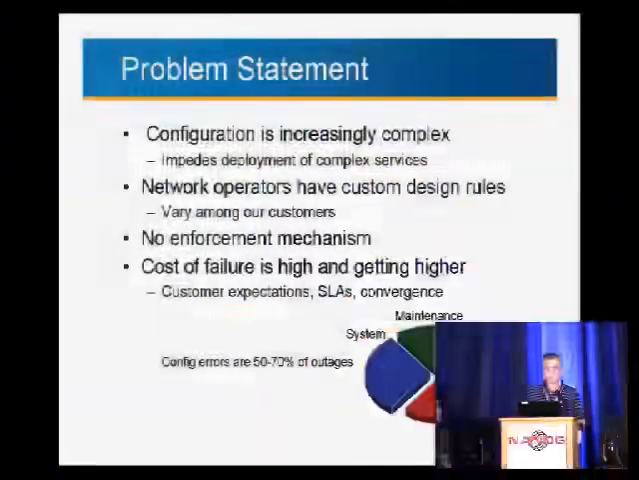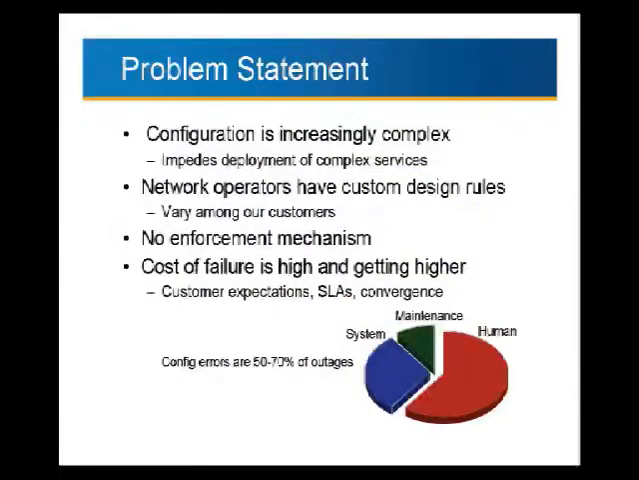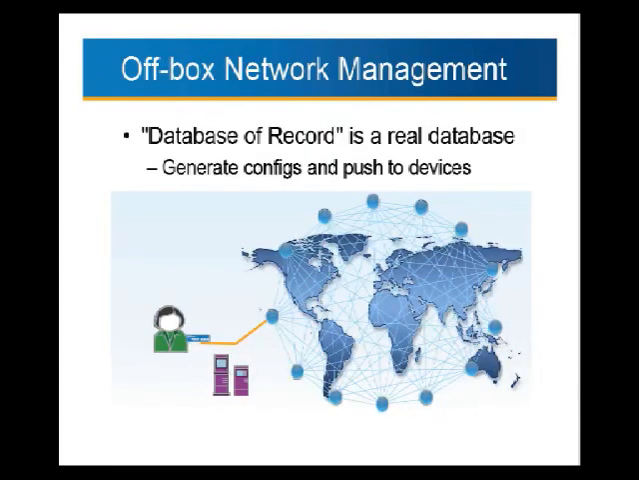So I'm going to start with a description of the problem we're trying to solve. It's a problem of complexity. The router configuration is getting more complex. At the same time, the cost of failure is getting higher, and at the same time, more people are trying to touch devices in your network. Depending on your study, 50 to 70% of errors are human errors, configuration errors. So trying to find ways to address that is a win.